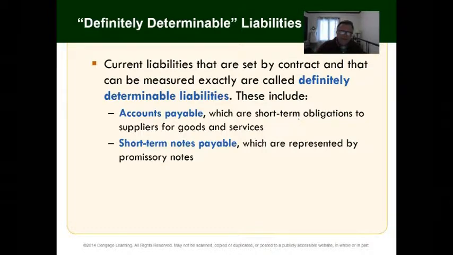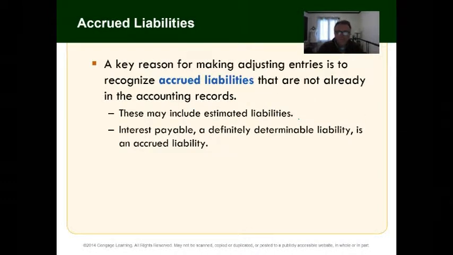This concept of definitely determinable liabilities includes liabilities that are set by contract. You can definitely measure them. There's no estimating to them. You know what they're going to cost you if they come to be. So accounts payable, for example, is a definitely determinable liability. You can measure it. You can find it. As well as things like short-term notes payable. You've got to pay those. So those are called definitely determinable liabilities.